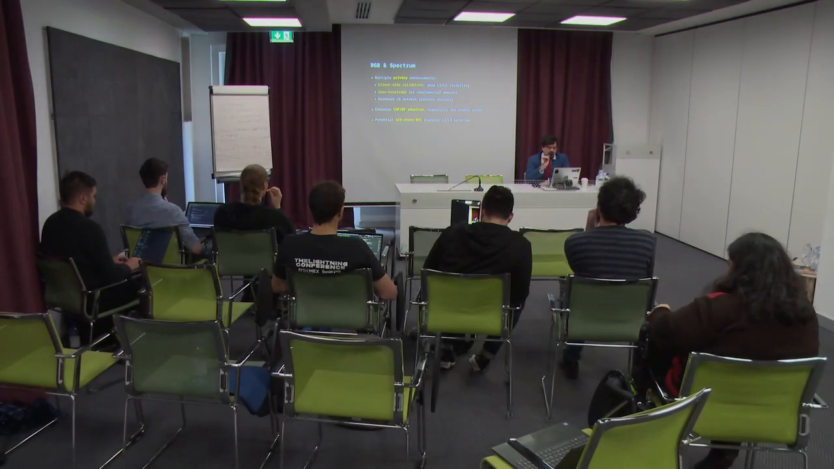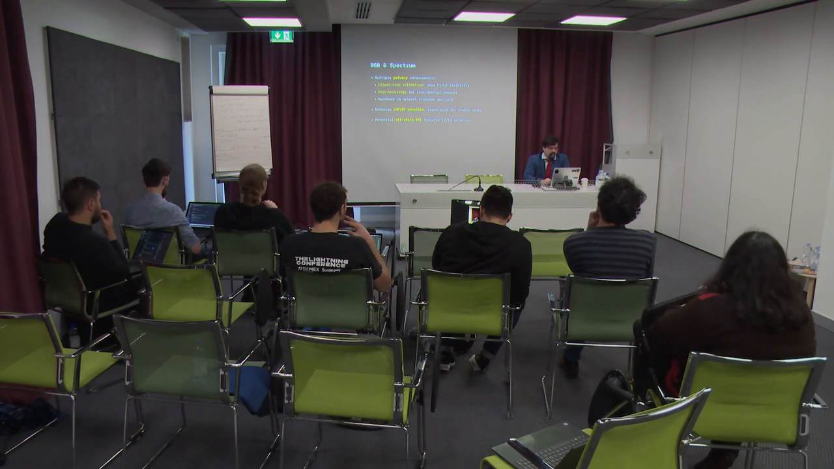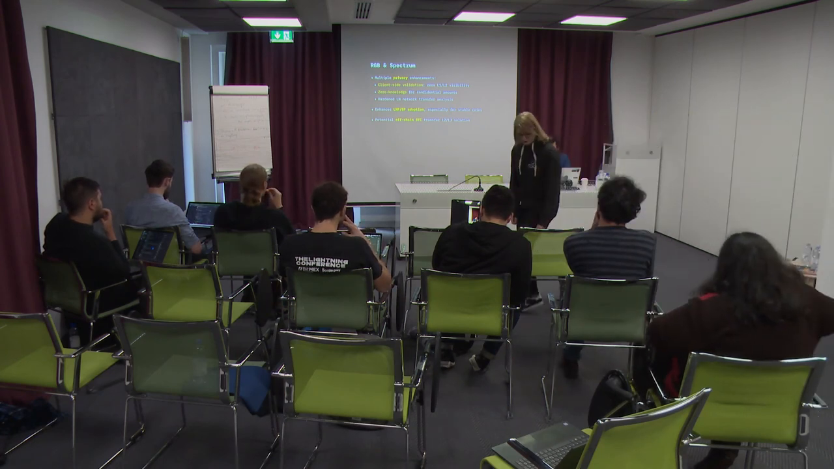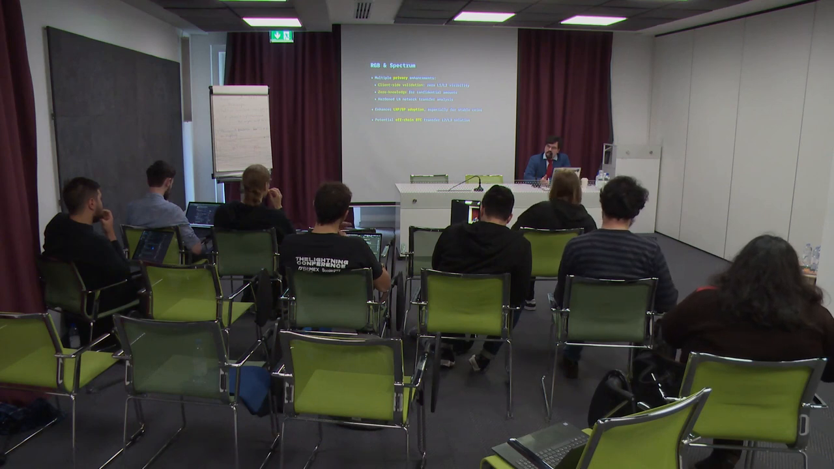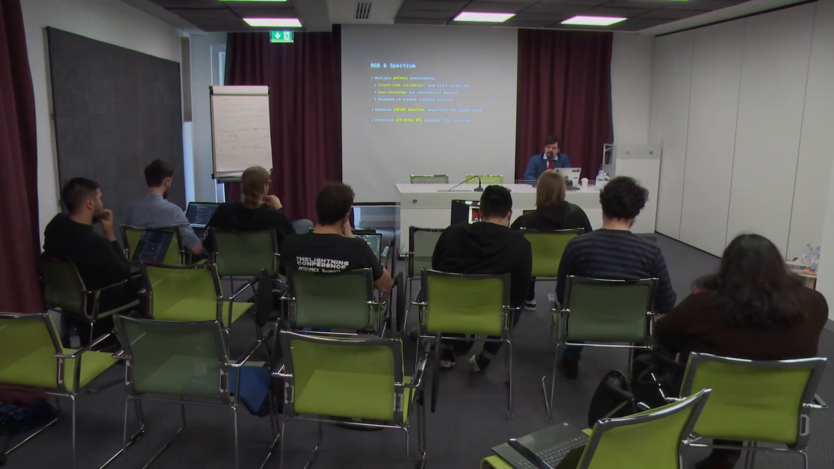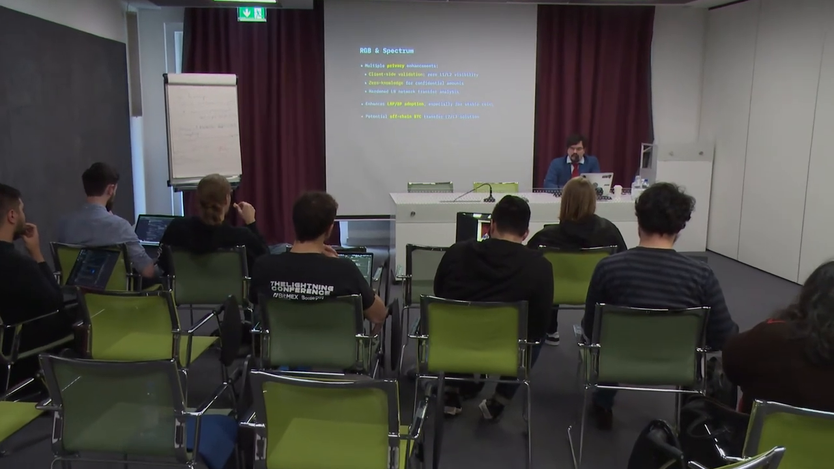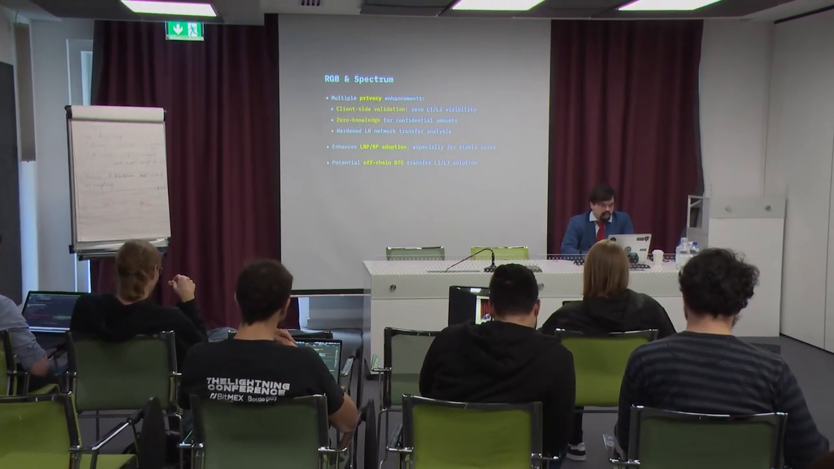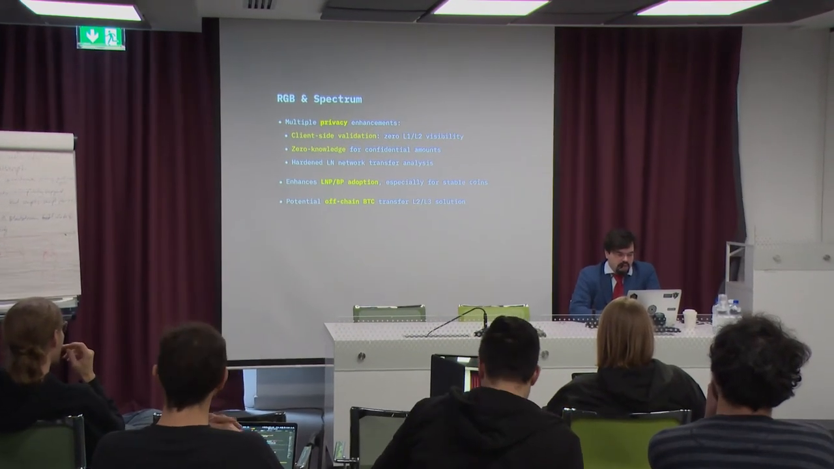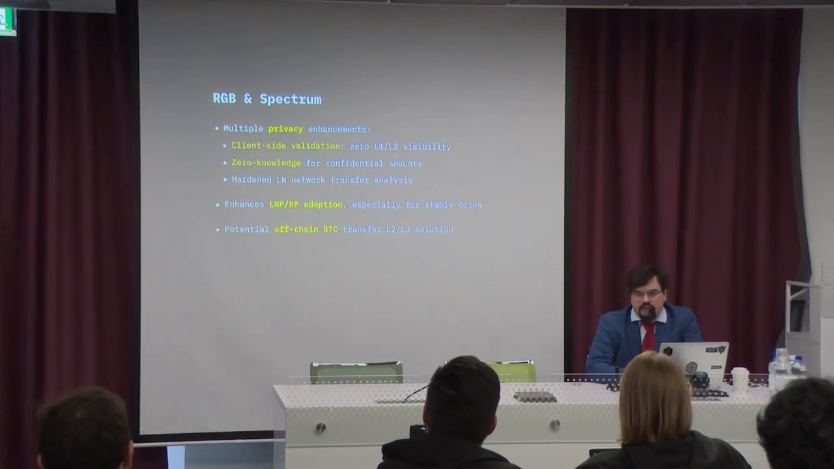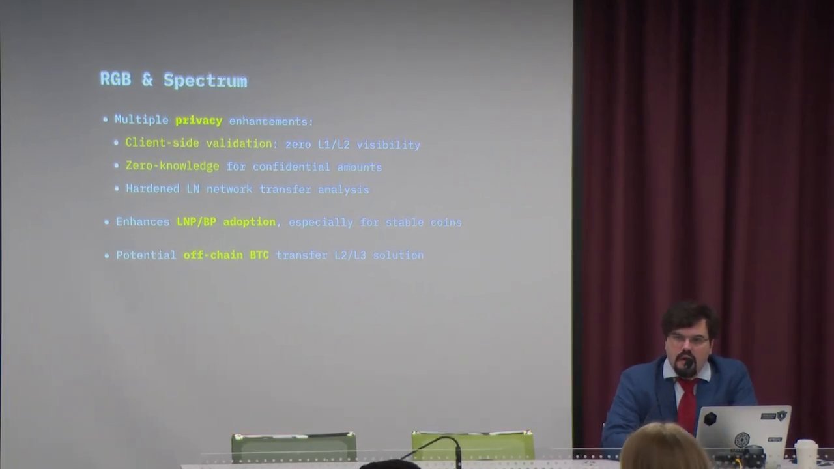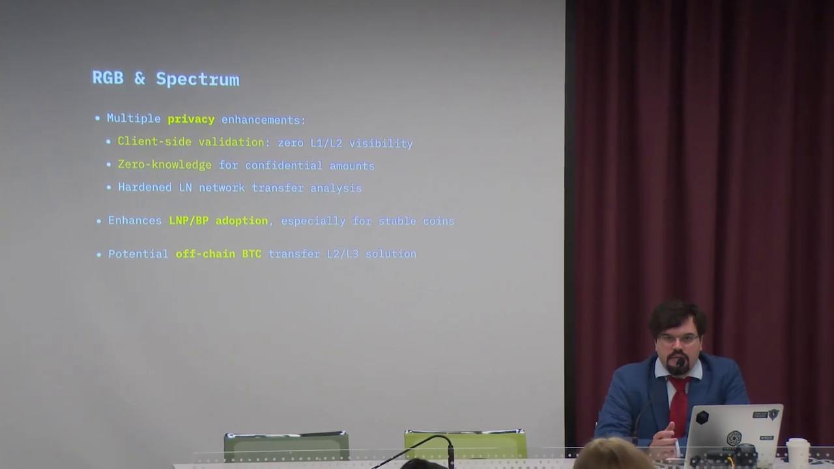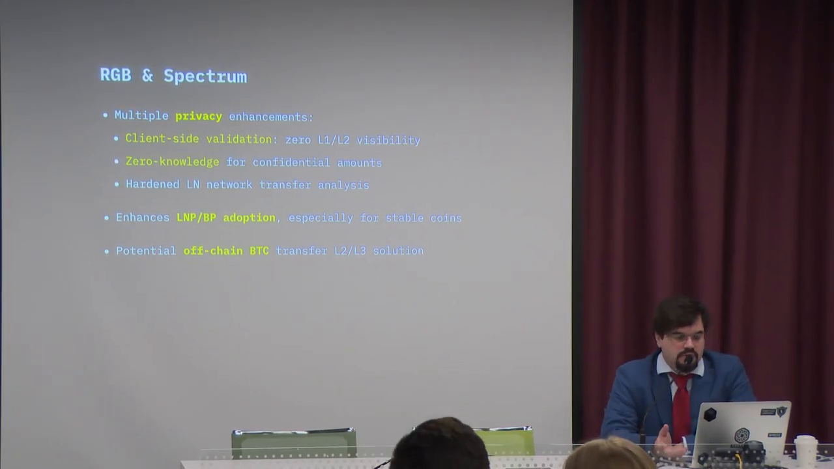First of all, what can RGB give to the Lightning Network? It may allow multiple privacy enhancements with the client-side validation itself, with zero knowledge for confidential amounts, and with a hardening of network analysis for the Lightning Network transactions, because part of the value transfers will happen over RGB over Lightning, which wouldn't be affected at the level of the Bitcoin balances. It also potentially may enhance LNPBP, Lightning Network and Bitcoin protocol adoption because of the more interest in stable coins in the Asian markets and other markets due to a lower volatility. So it may be a driver of the network use growth.